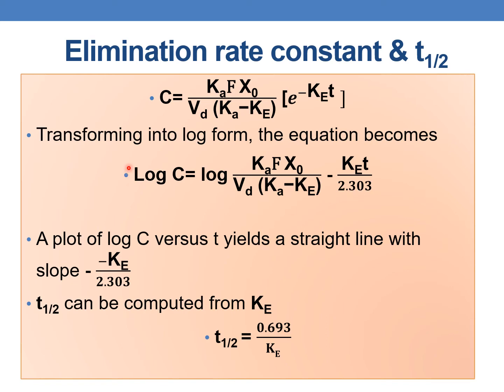This is the final equation for determination of the elimination rate constant. A plot of log C versus t yields a straight line whose slope is equal to minus Ke by 2.303. From the slope of that line, we can calculate the elimination rate constant. And from the elimination rate constant, you can calculate T half. T half is equal to 0.693 by Ke.